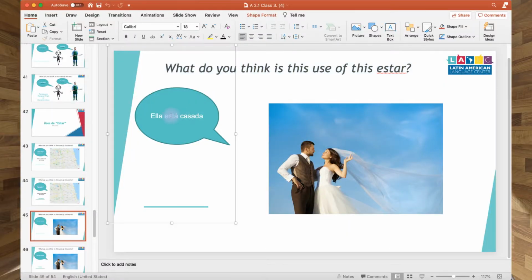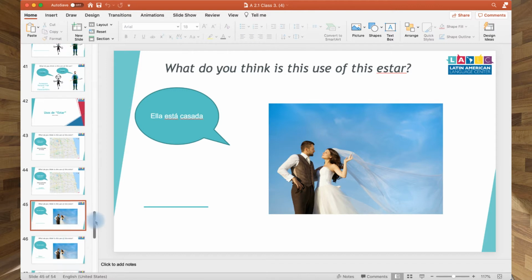that's, for example, la reunión es en el centro. What I mean by that is it's taking place downtown. But if I say la reunión está en el centro, I'm telling you where it's located, not where it's taking place, which is a difference. Okay, so how about this one? What do you think is this use? Ella está casada, meaning she's married.